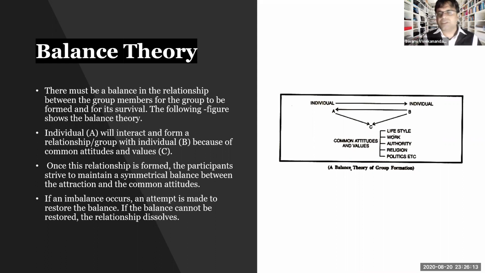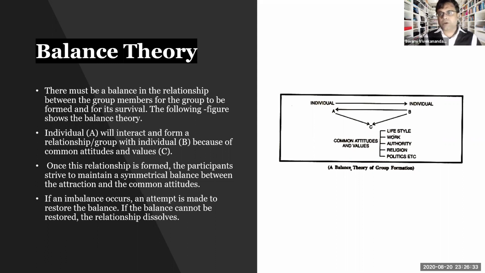It is totally based on this, so that's why it is called balance theory. A and B are being balanced by C. C is what? C is the common attitude of the values. They have a common attitude of the values towards something. So that's why you are still forming the group. But when that is disturbed, if the balance cannot be restored, then the group will dissolve. So that is the concept of balance theory, right?